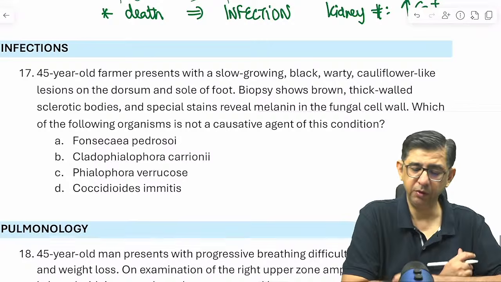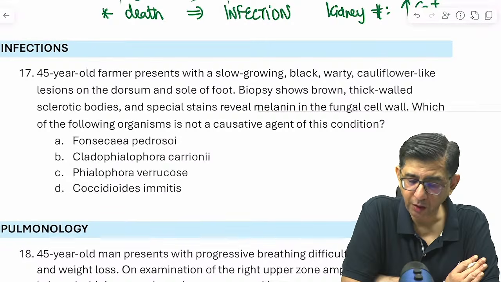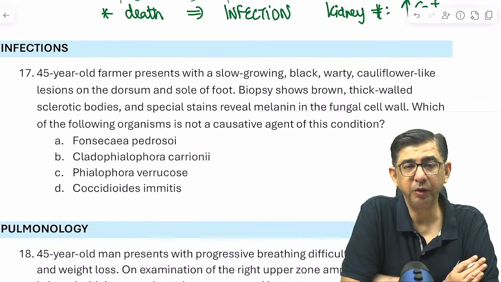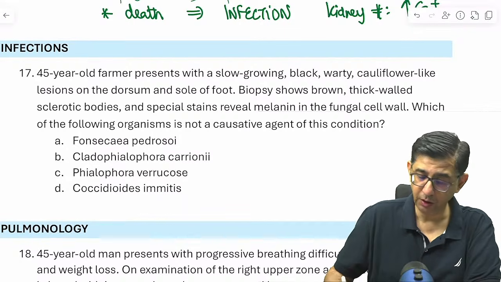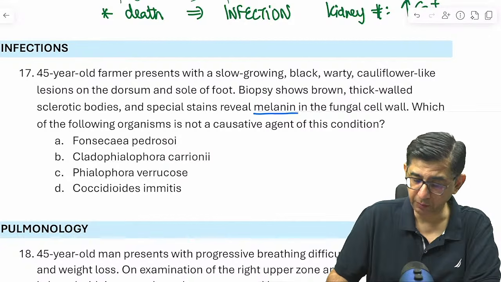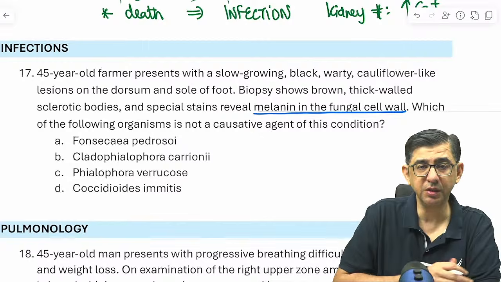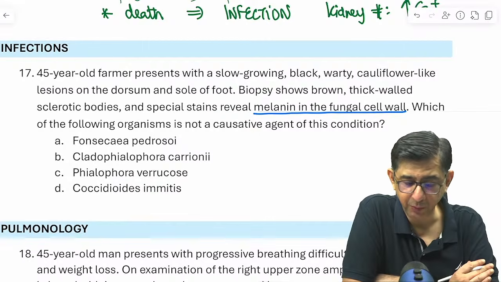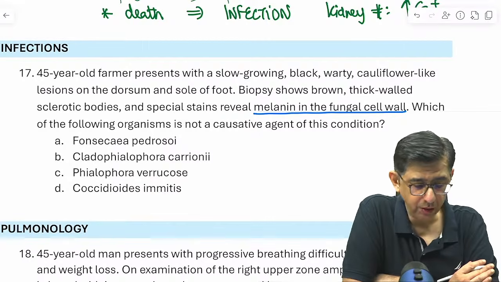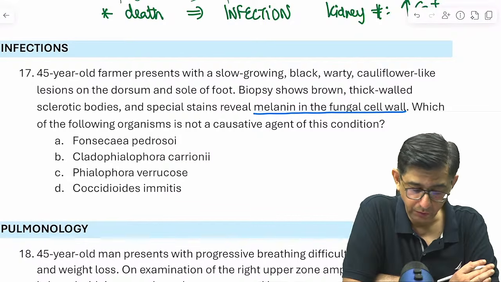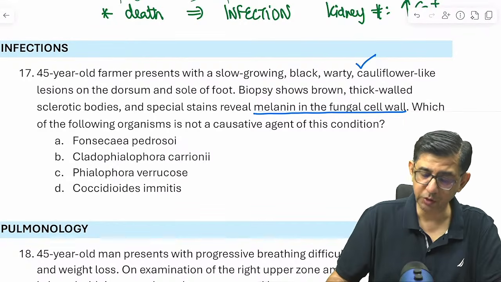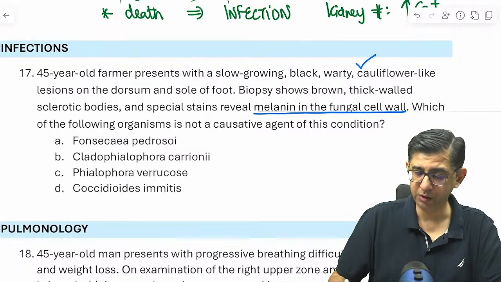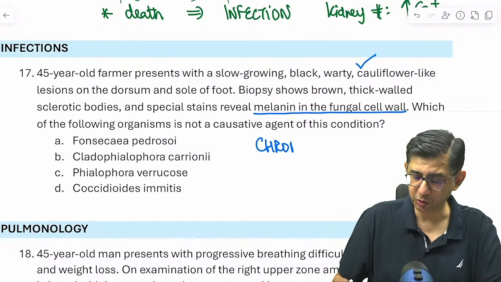This farmer came with black warty cauliflower lesions on the dorsum and the sole of the foot. And there is presence of a fungus having melanin in the fungal wall. So he says melanin means black fungus. We are talking about black fungus, because black fungus means it has melanin present. So the diagnosis of this patient, because cauliflower growths are written and it is a black fungus, the diagnosis of the patient is chromoblastomycosis.